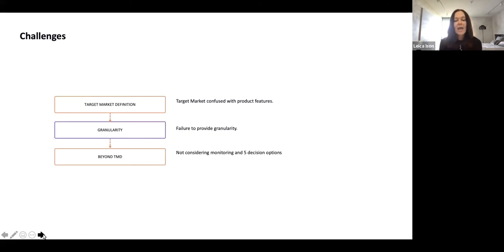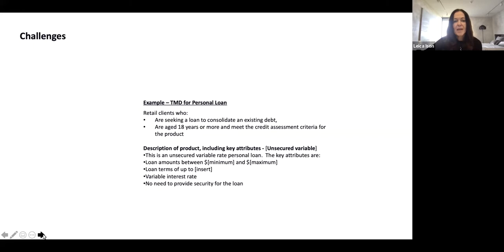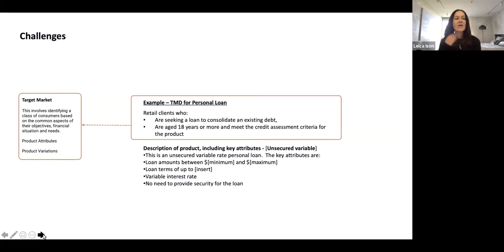And then finally, as we're setting the target market determinations, I'm also seeing some real themes around those trigger areas that I talked about and the importance of monitoring. So I'll step through now just some examples of those challenges, and then we'll go through some tips of how to address them. So look, this first challenge is really around the first section in your target market determination, and that's setting this target market, understanding those customers.